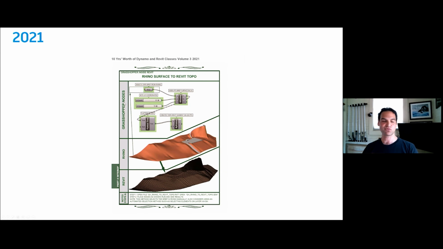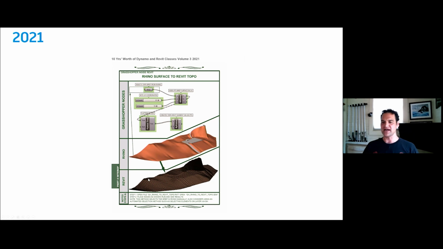So I have been focused more on this interoperability issue. And so let me just show you a little example here too. In Rhinoceros, if you have a surface, then what you can do is take that surface and six Grasshopper nodes. You can take that and rebuild it inside of Revit as native Revit topography.